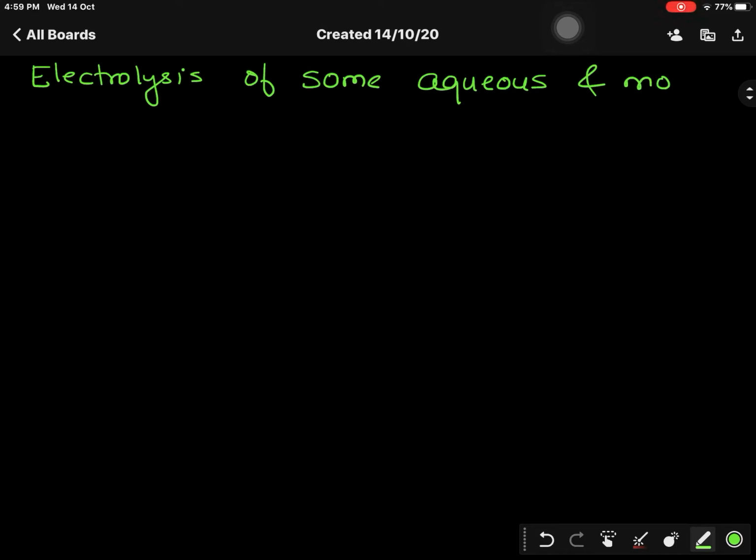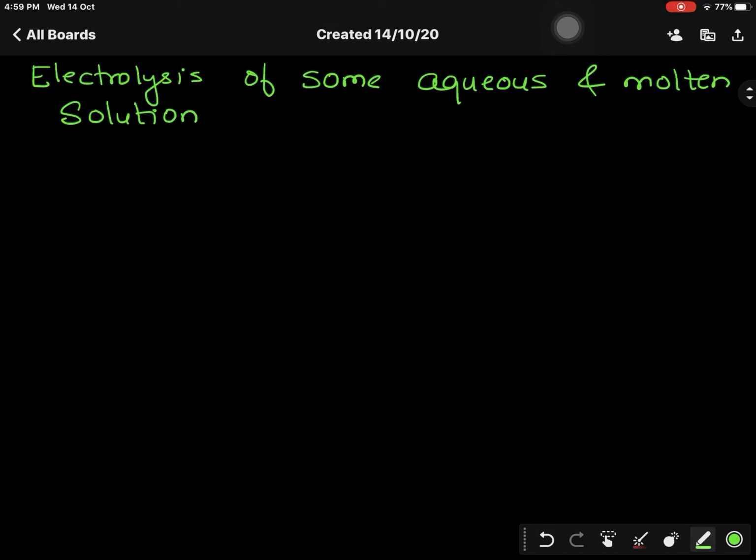Yeah, students, let us say a small part from electrochemistry, class 12. Now, here we are trying to find out electrolysis of some of the aqueous and the molten solution and the product obtained at anode and cathode. Let us see what product we get at anode and cathode.